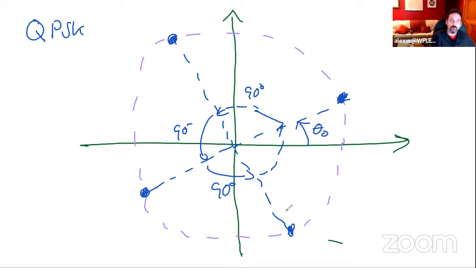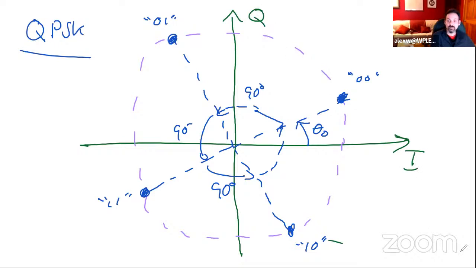So quadrature PSK is very nice because this really separates out each one of these points, which could represent 0 0, 0 1, 1 1, 1 0. Beautiful, absolutely beautiful. So that's what we would want to do, right? And that's I and Q.